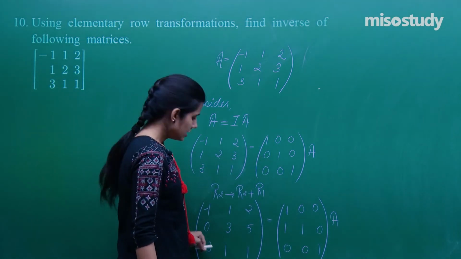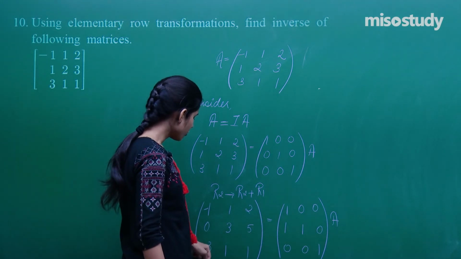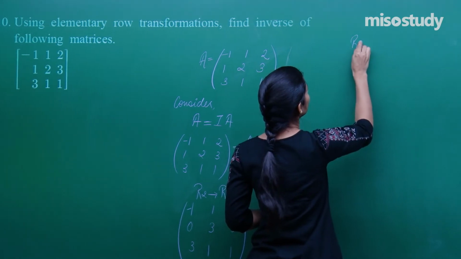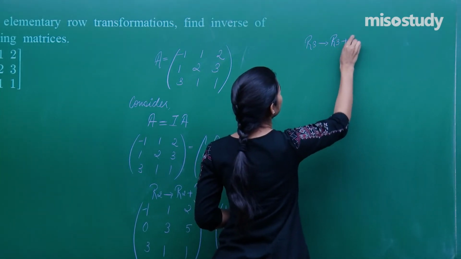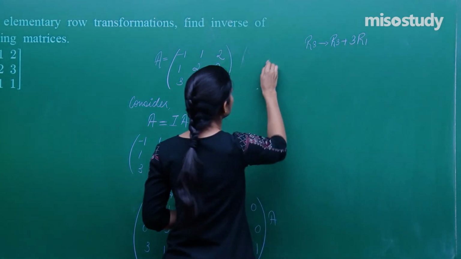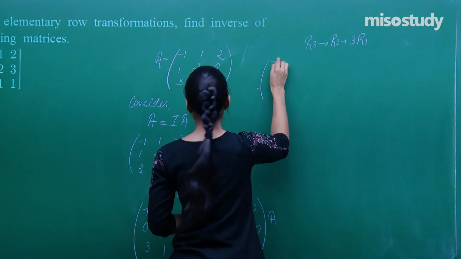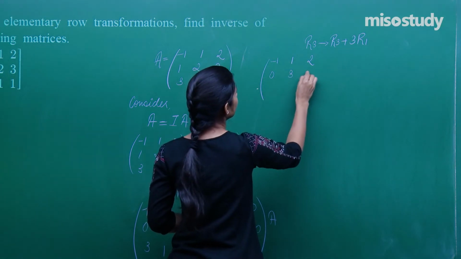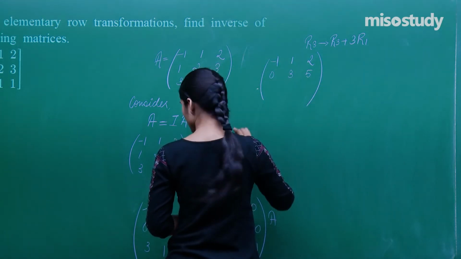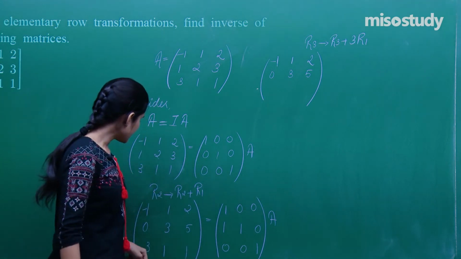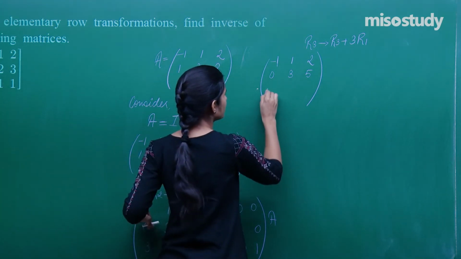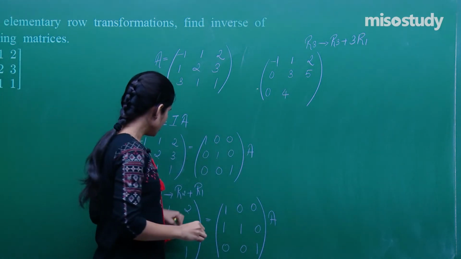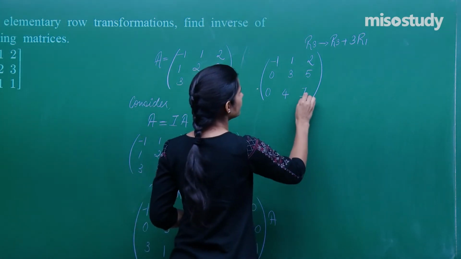0 is created here. Now I want a 0 here, so I will be taking row 3 goes to row 3 plus 3 times row 1. So this is minus 1, 1, 2, 0, 3, 5, 3, 1, 1. Now see, 3 is added to minus 3, so 0. 1 is added with 3, so you get 4. 3 into 2, 6, 6 plus 1 is 7.